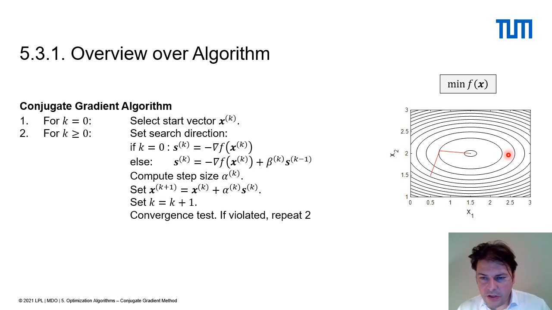Okay, now let's get back to the conjugate gradient method. So the overall setup is similar to the steepest descent, and the key difference now is here. When we compute the search direction, we do not only use the gradient, but add something to it. And what is to be added, I'll show you on the next page.